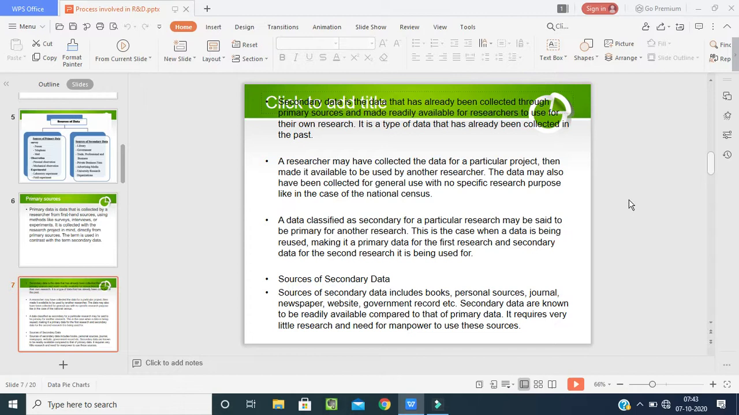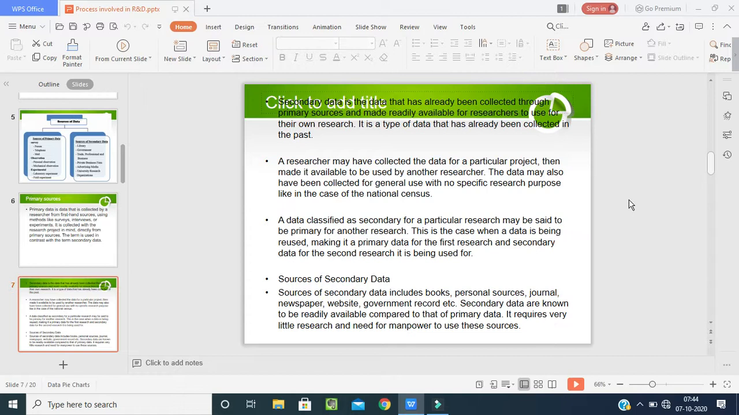Now researchers may have collected the data for a particular project that was then made available to be used by another researcher. The data may also have been collected for general use with no specific research purpose, like in the case of the national census. What does it mean? The researchers may have collected the data for a particular project, then made it available to be used by another researcher. The data may also have been collected for general use, with no particular research purpose. All this information, that is, what is included in secondary source data, we are going to learn. Now, if you see the third point, it has been mentioned clearly.